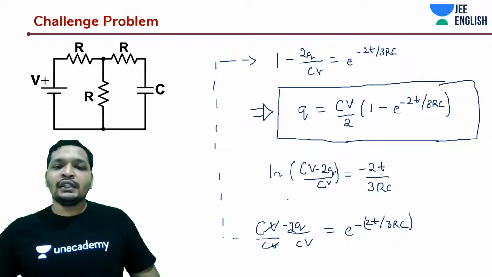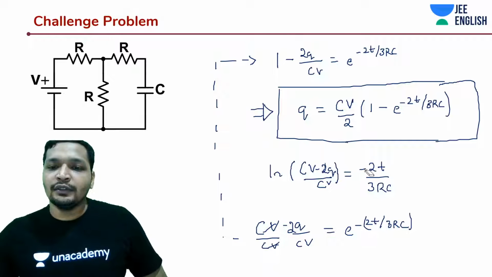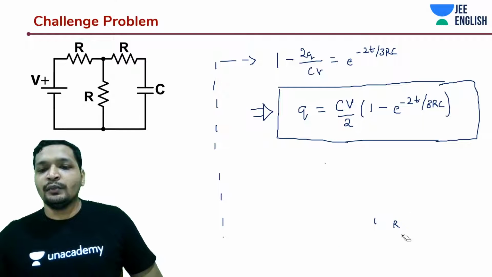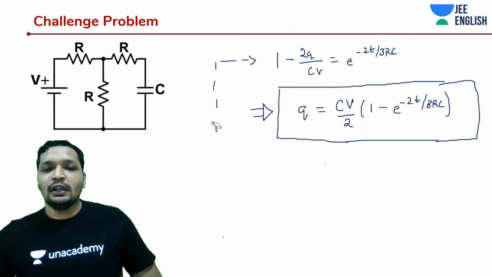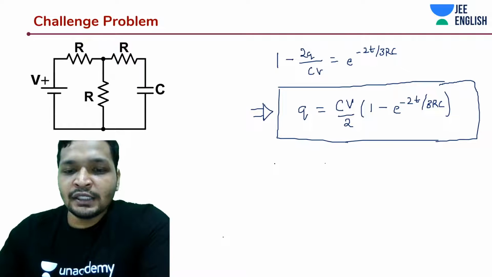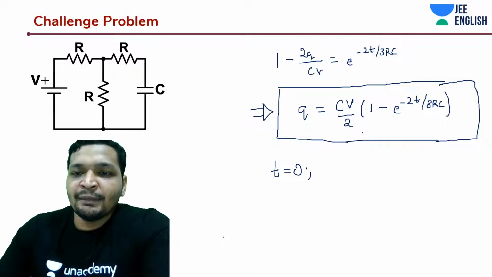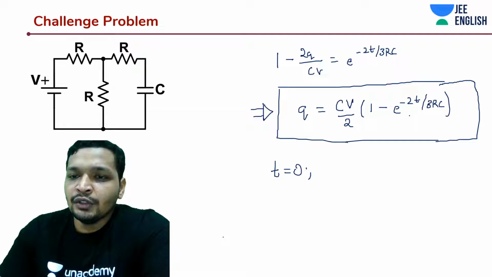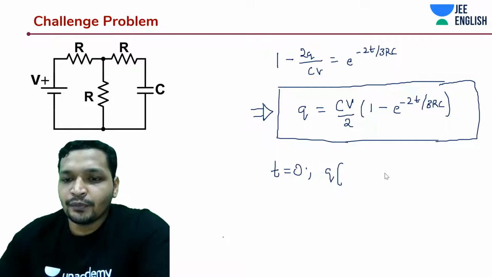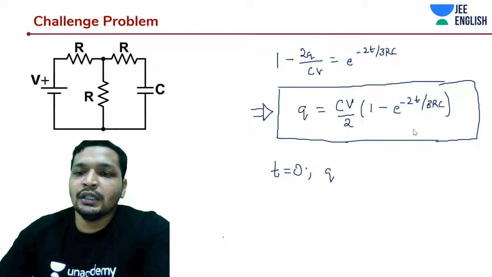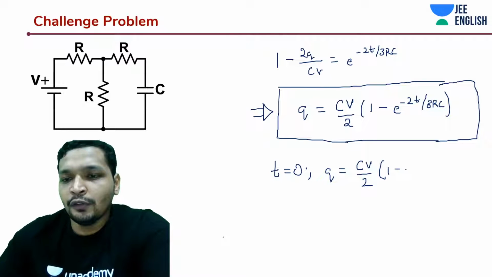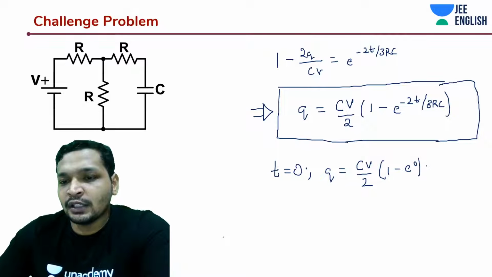Something interesting. So now let's evaluate whether the equation that we got is correct or wrong. That is something that we need to do, right, to make sure that this thing works. Let's see how it works. So time t is equal to 0. What should happen? At time t equal to 0, it should be 0. E to the power 0 is 1, so Q is equal to CV by 2 times (1 minus e to the power 0), which is nothing but 1 itself. So that's going to be 0.